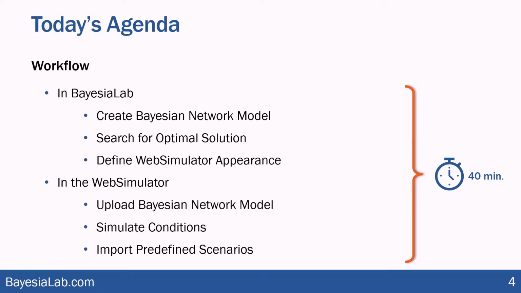Then we'll switch into the web simulator, from a desktop-based software to a web application. We will upload the Bayesian network model that we just built. Then we can simulate conditions again. We can import any predefined scenarios that we may have, etc. So that part should take approximately 40 minutes.